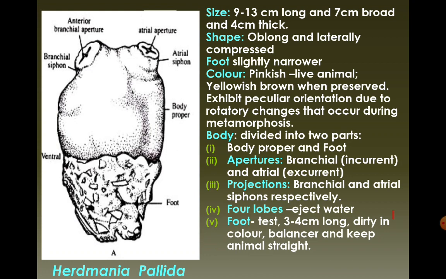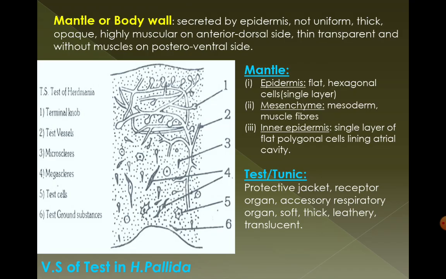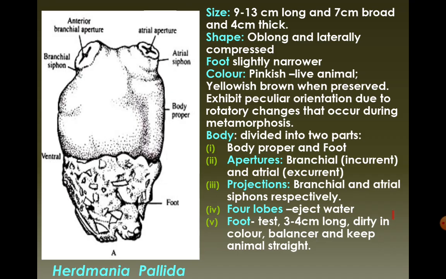Now when this Herdmania falls on the sandy bottom, the animal anchors by extending its foot, which is narrow, elongated, oval or irregular depending on the nature of the substratum. So it mainly helps in attachment and anchoring, and it also acts as a balancer to keep the body straight, as the foot is heavier than the body sac.